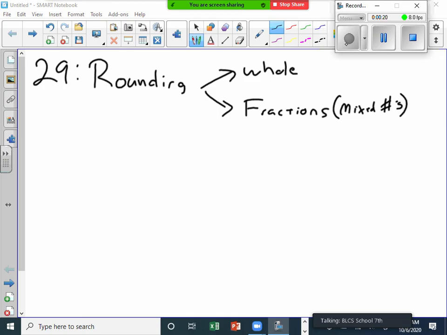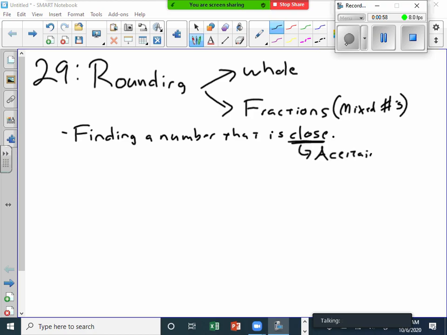So I don't want to spend a whole lot of time on rounding, but rounding is essentially just finding a number that is close. And we use that to estimate, which is our second aspect of what it is. Now, when we find a number that is close, we want to know close to what? What are we trying to find a number that it's close to? We're basically saying a certain place value.